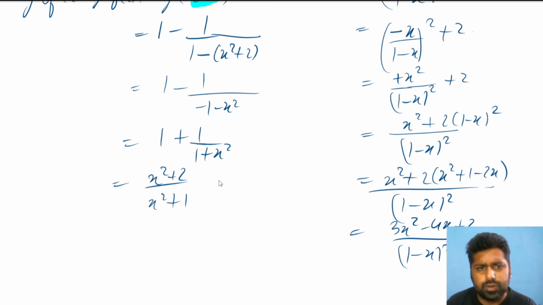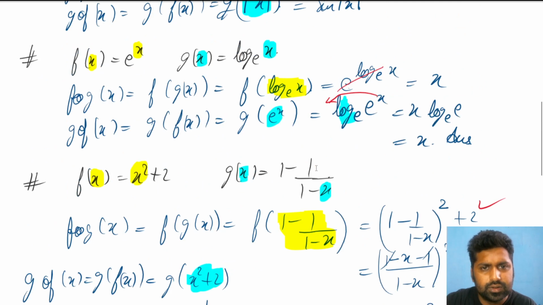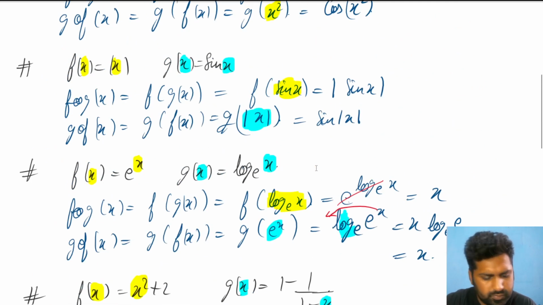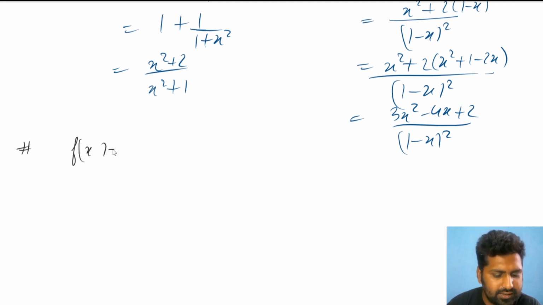So I hope after solving these many questions, you should now be comfortable with calculating fog. Okay. So, one last variation. It might confuse you again. The task is to cover all the possibilities as much as possible. f(x) is some constant, c. g(x) is sine x square.